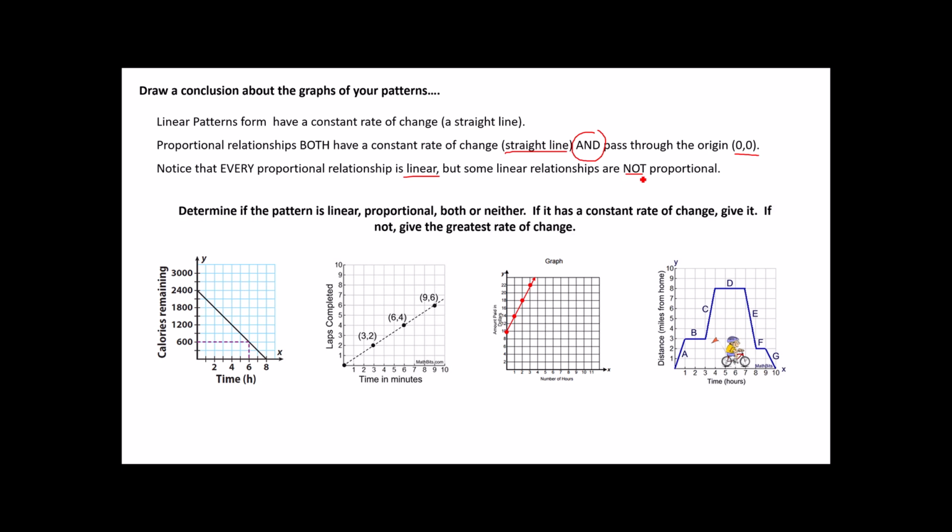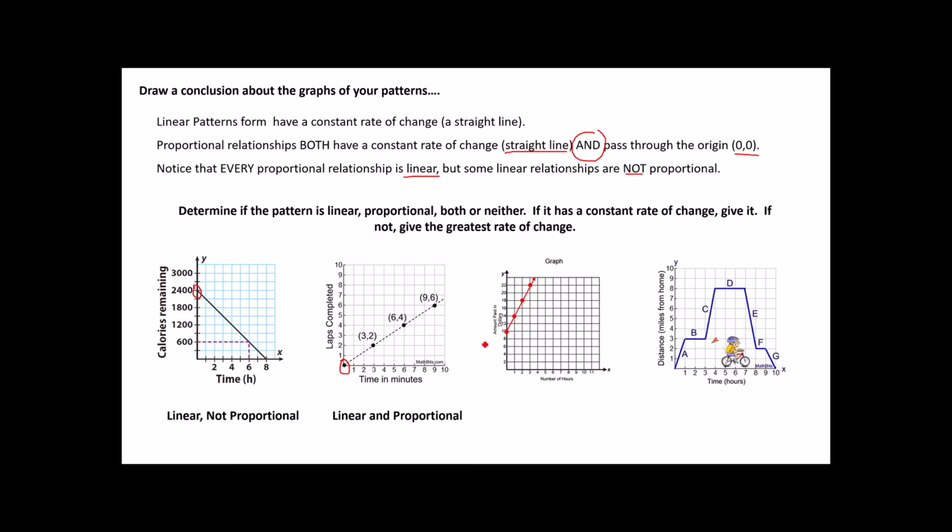So let's look at these. If I go through these one at a time, can you tell if this is linear, proportional, neither, or both? Hopefully you can see that this first one, calories over time, is linear but not proportional. It is a straight line, but it does not start at 0, 0. Can you do the second one? Hopefully you can see that it is linear because it's a straight line, but it is also proportional because it passes through 0, 0. This one is both.